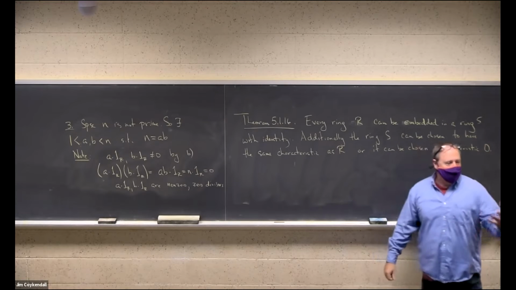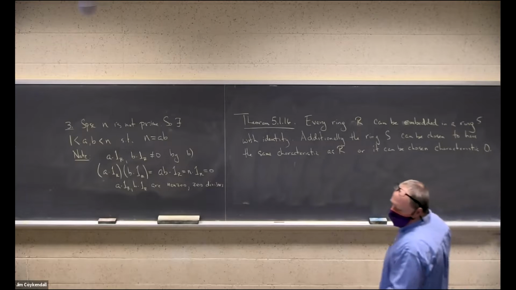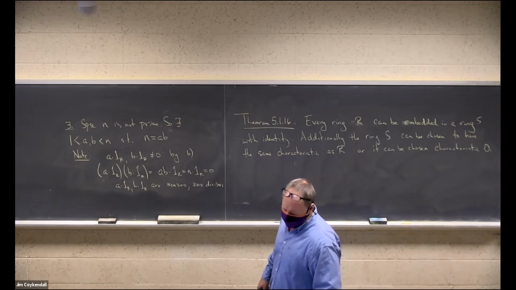So in other words, if I walk up to you on the street and give you a ring, and suppose it does not have an identity, you can put it inside a bigger ring S with identity. Embedded means there's a one-to-one homomorphism from R into S. So you can think of R as a subring of this larger S. And if, for example, R is characteristic N, you can choose S to be characteristic N. And in any case, you can choose S to be characteristic 0. So here's how we'll do this.